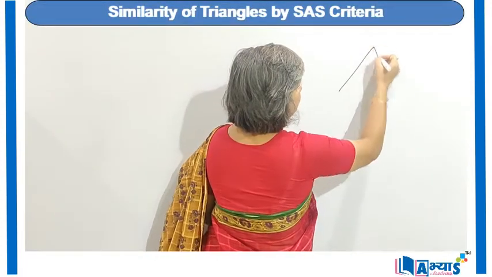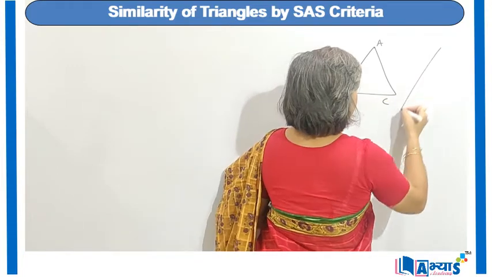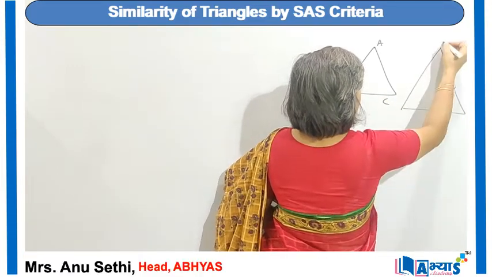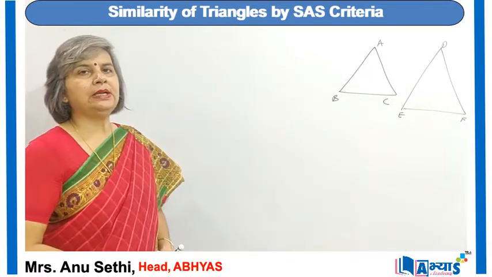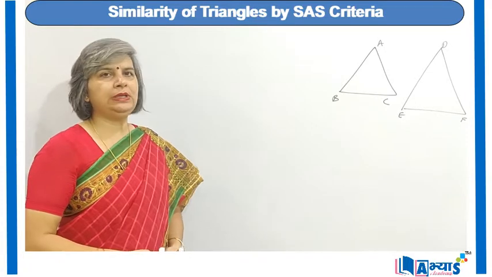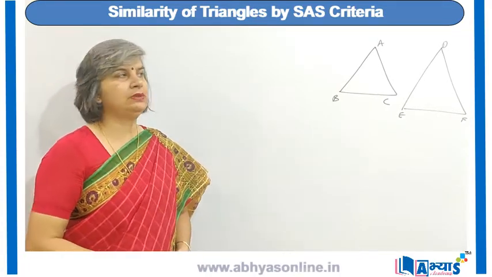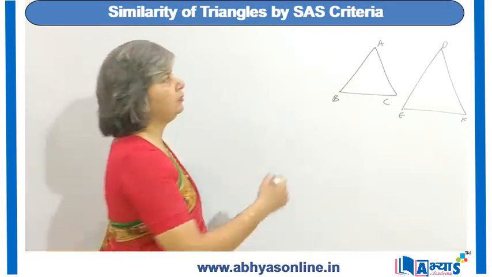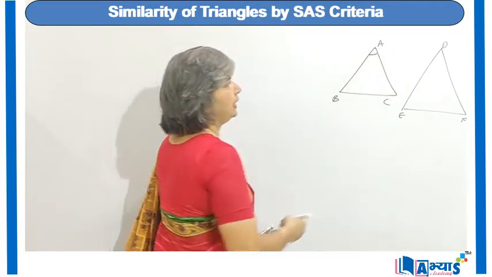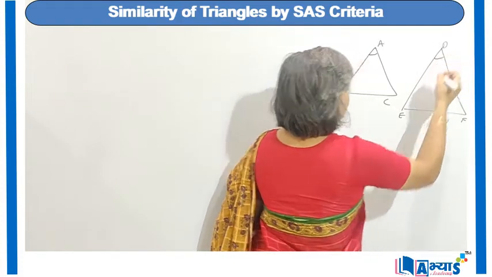Two triangles ABC and DEF, triangle ABC and triangle DEF, such that AB upon DE is equal to AC upon DF. That means the ratio of AB and DE is equal to the ratio of AC and DF, and angle A is equal to angle D, because angle A is included in the sides AB and AC, and angle D is included in the sides DE and DF.